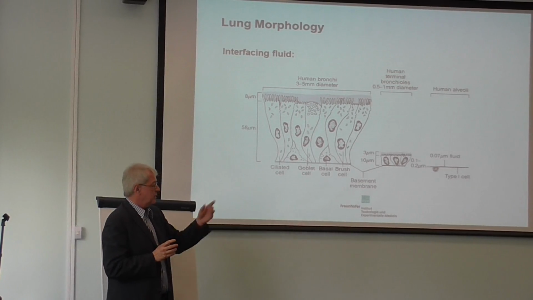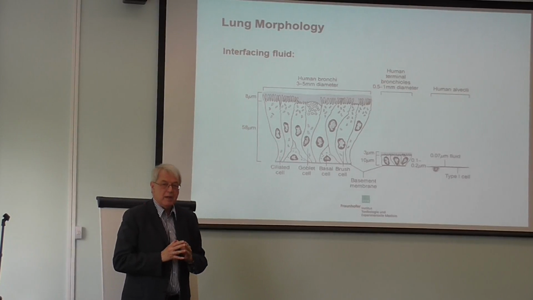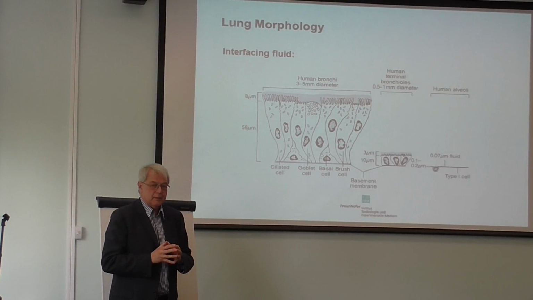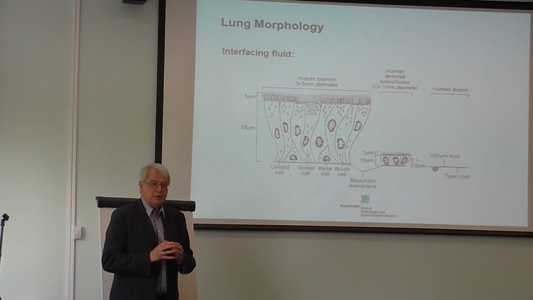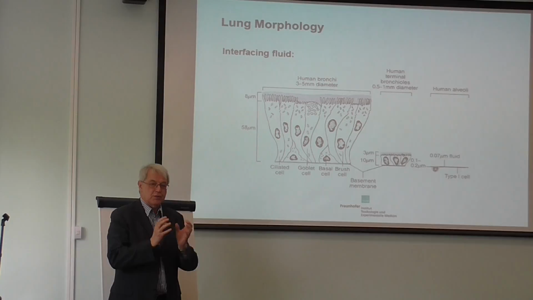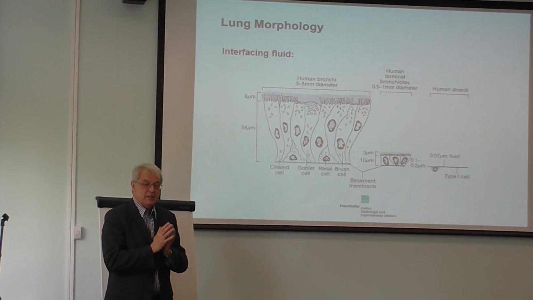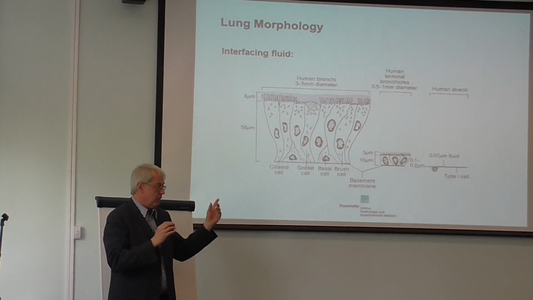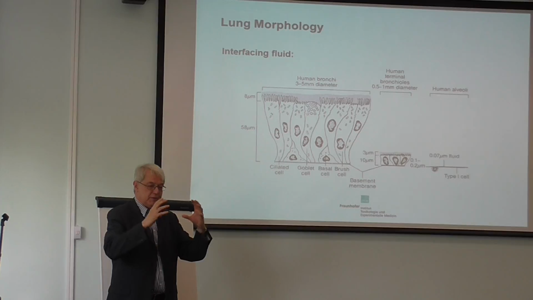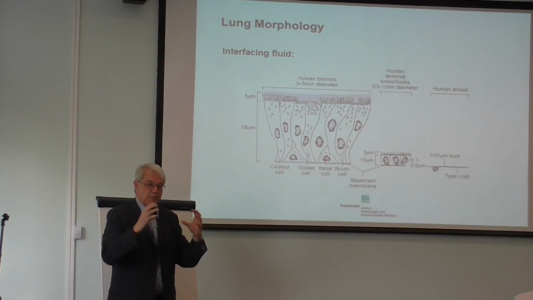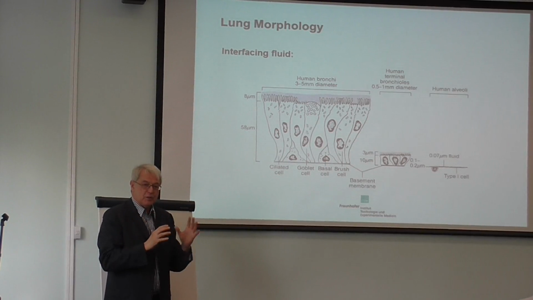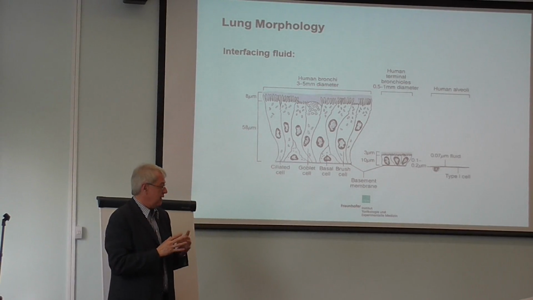And this lining layer is mainly water, but it cannot be exclusively water because of the high surface tension. You probably know what surface tension of water is. And water is a liquid with the highest surface tension. And if it would be water, then the surface tension would cause all the alveoli to collapse. And this is not what is happening in the body.